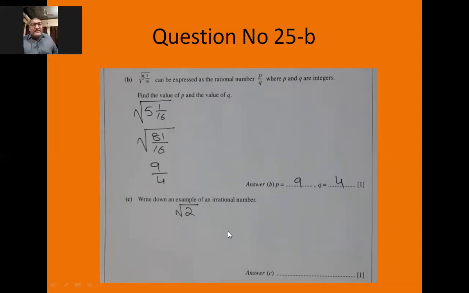The C part is, he says, write down an example of an irrational number. The most famous irrational number is pi itself, pi, okay? Or you can say square root of 2. I have given here the example of square root of 2. You can also write here pi.